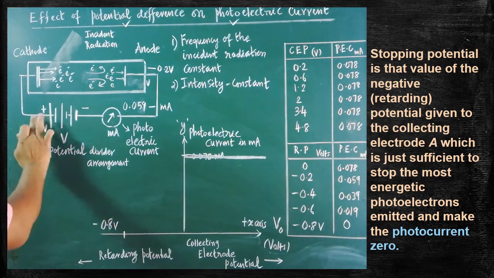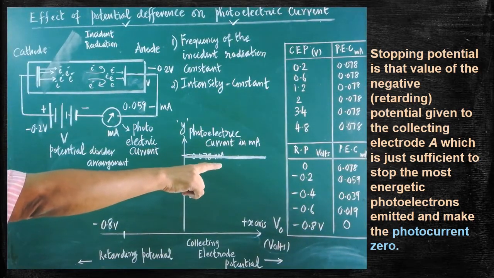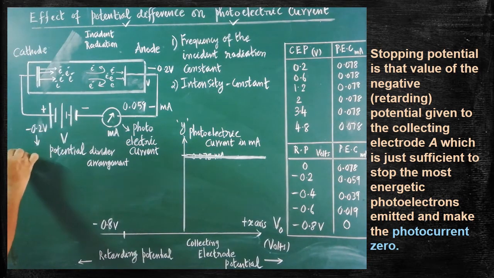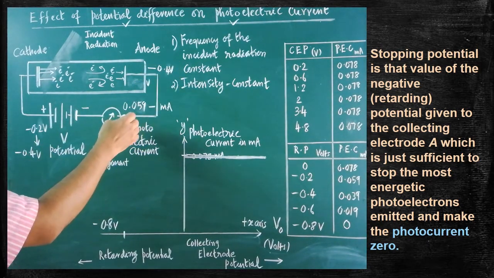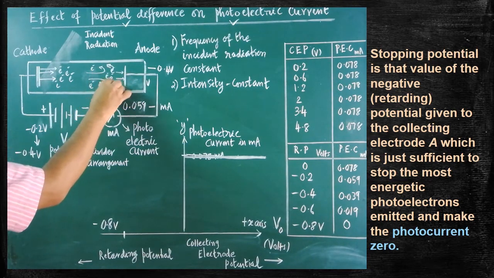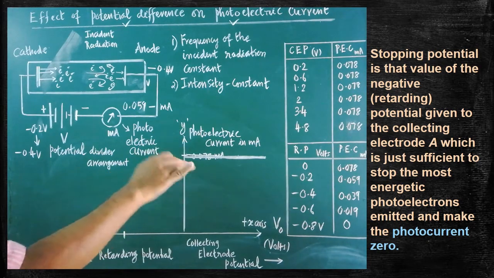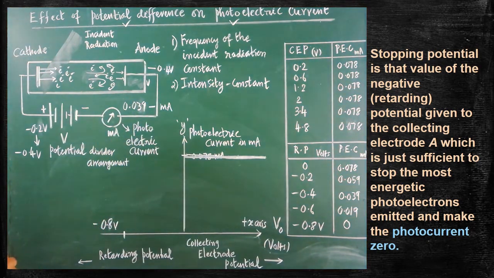Now I am going to increase the negative potential. Minus 0.2 volt is given. Now the negative potential is increased from 0.2 volt to minus 0.4 volt. Now 0.4 volt is given to the anode. What will happen? Still a few electrons will be repelled, and very few electrons will reach. Therefore the current will correspondingly decrease to 0.039 milliampere.